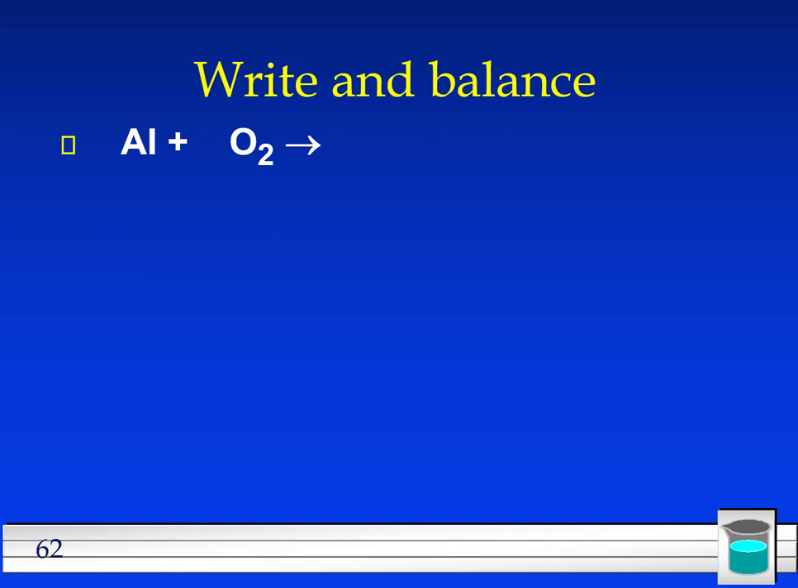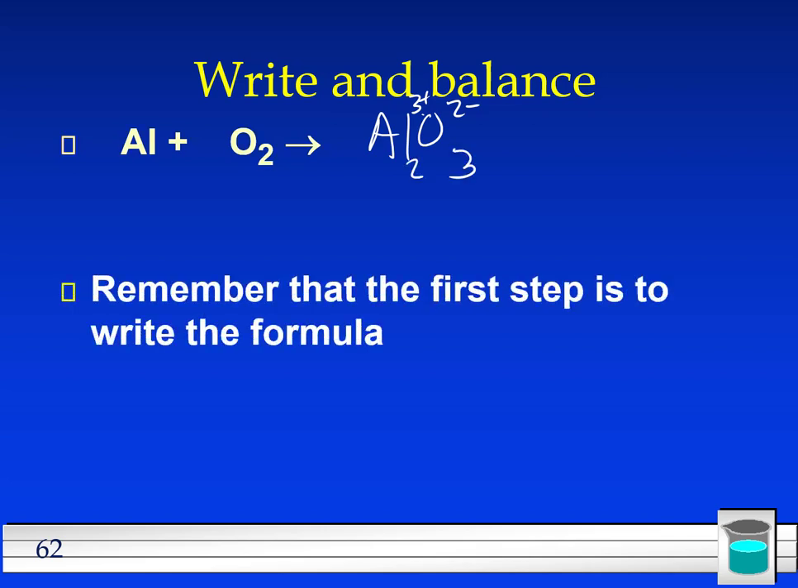So, Al and O2. I recognize this is a combination because it's 2 elements. What people are going to be tempted to do is write AlO2 right away, and that's wrong. Don't copy the subscripts, figure them out on the other side. Al is 3 plus, O is 2 minus. Al2O3.